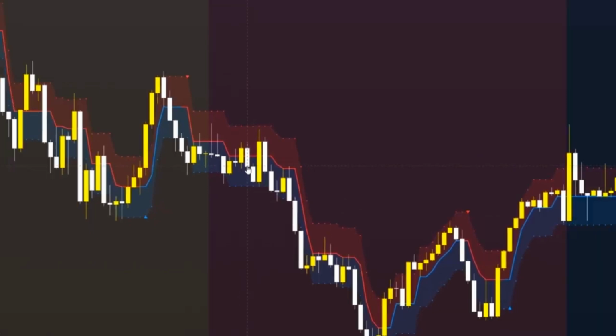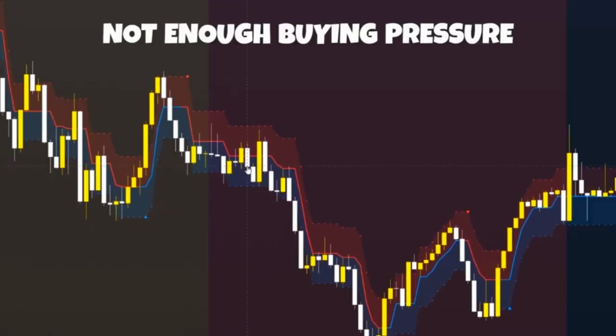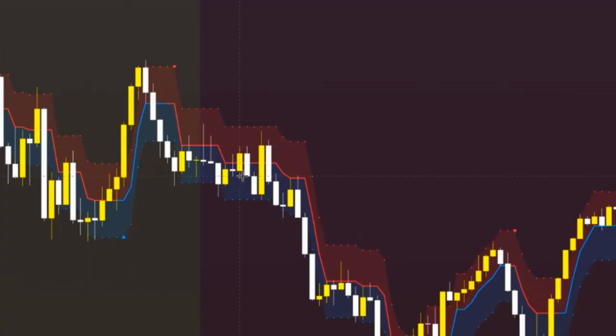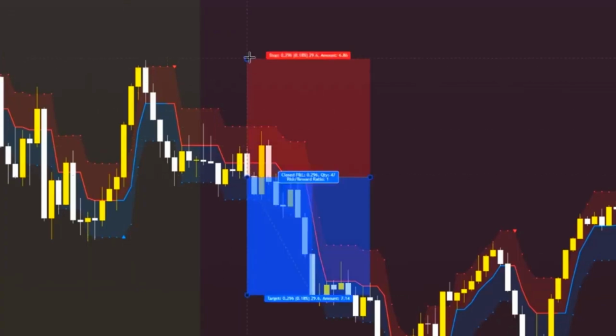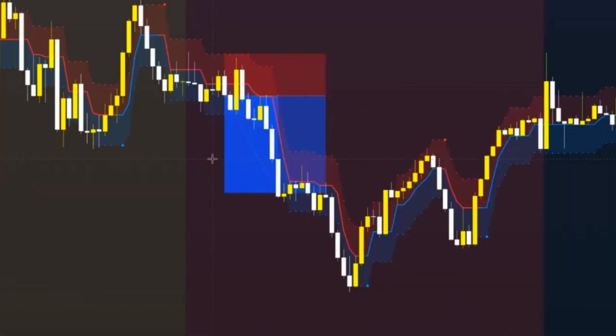This indicates that price does not want to move upward and there is not enough buying pressure. So we can enter our short position at the bottom of this candle on the close and put our stop loss at the recommended ATR line there. And now there are a couple of ways that we can take our exits.